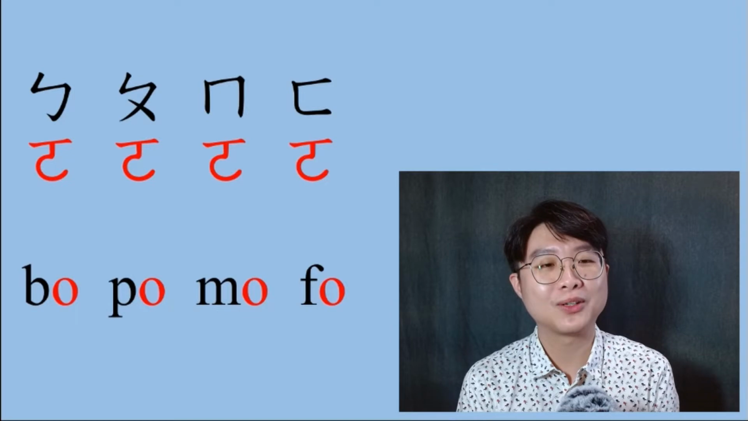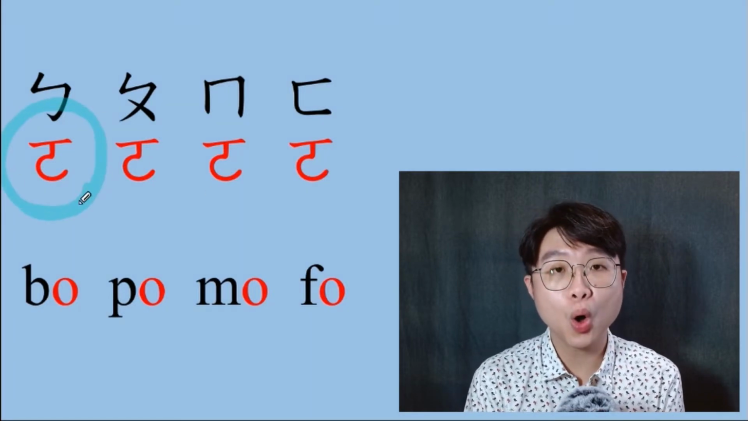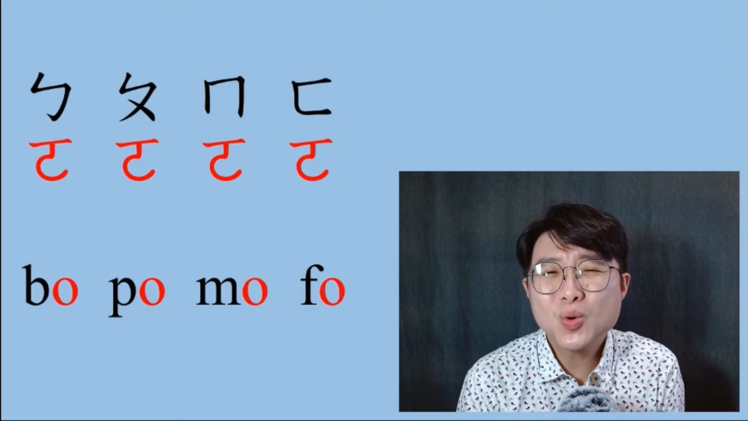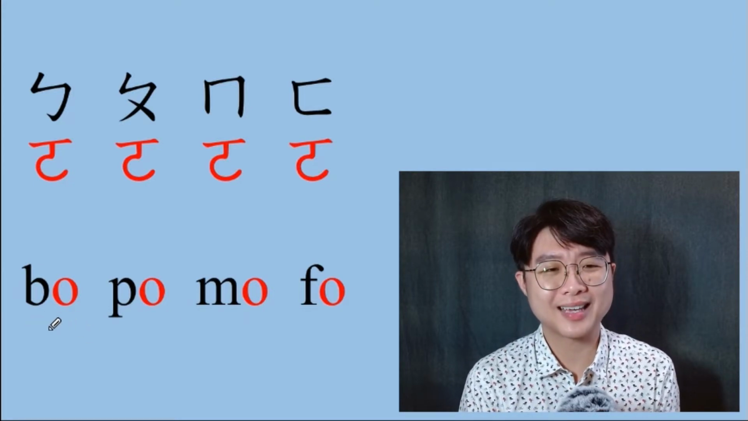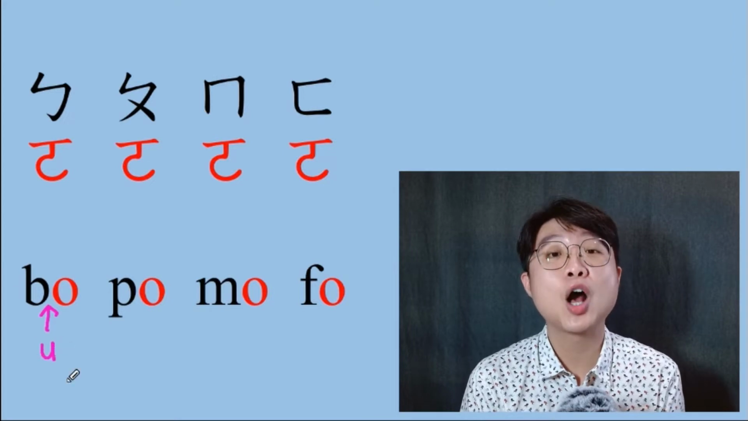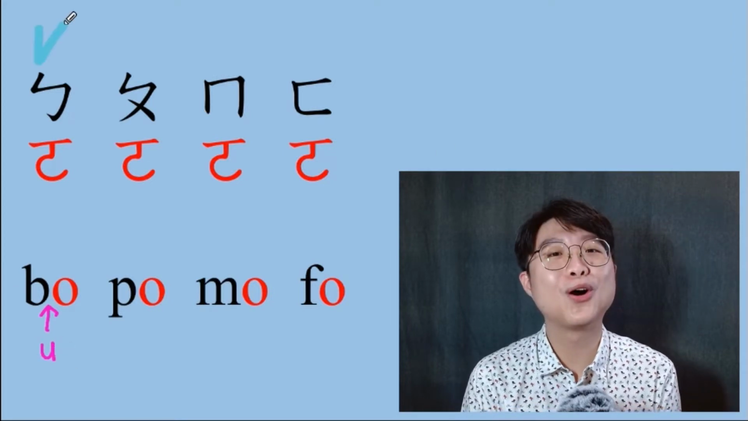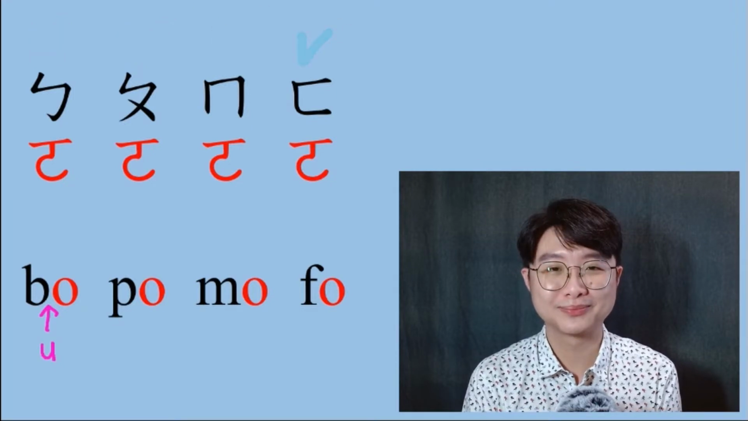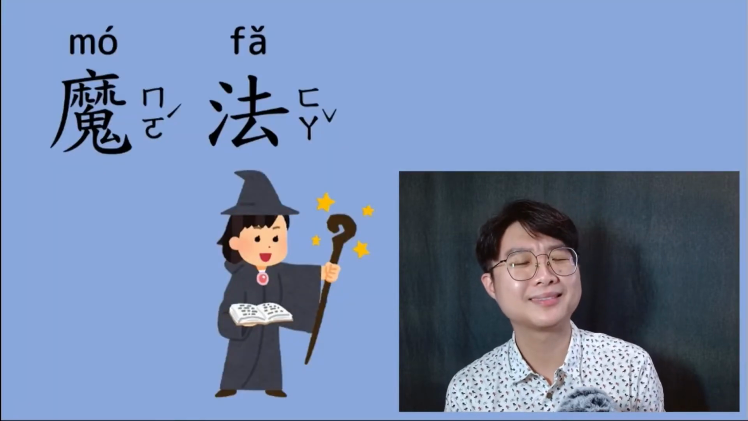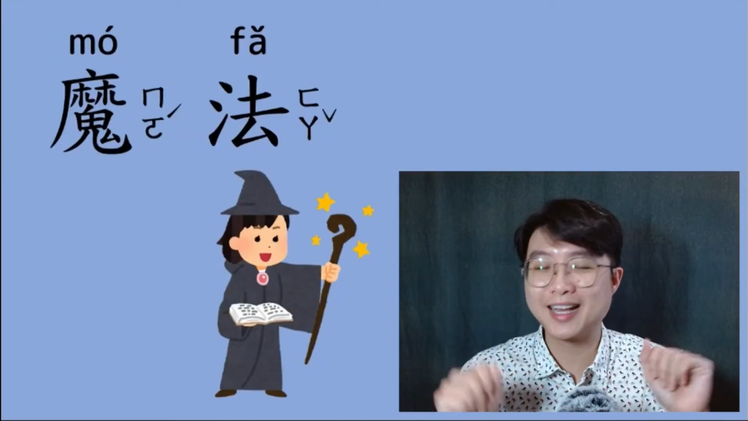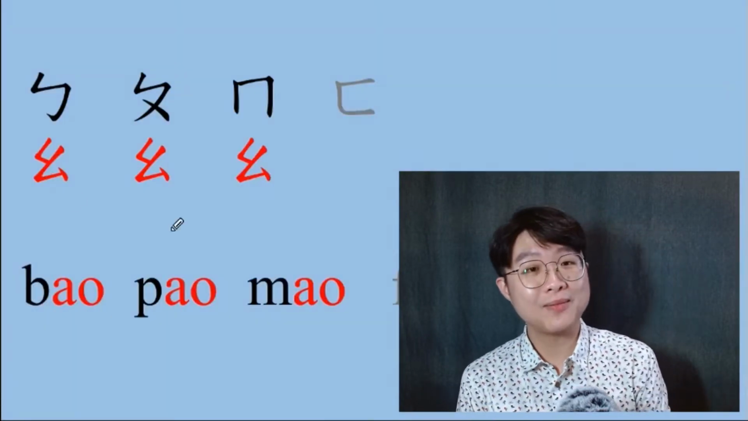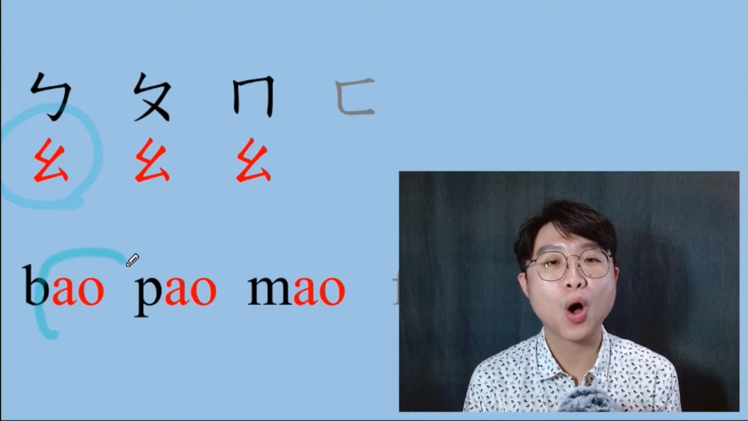Now with a new vowel like this one, it's pronounced O. But be careful when O goes with B, P, M, F. We need to put a tiny oo in between, just like this. And it's going to sound like bo, po, mo, fo. Do we have an example? Yes. Magic. 魔法. Next one, that vowel is ow.